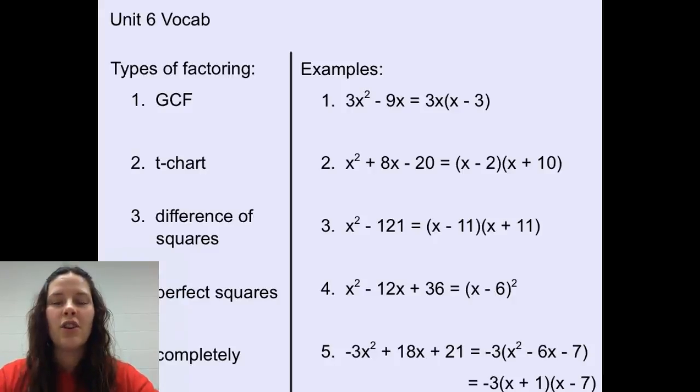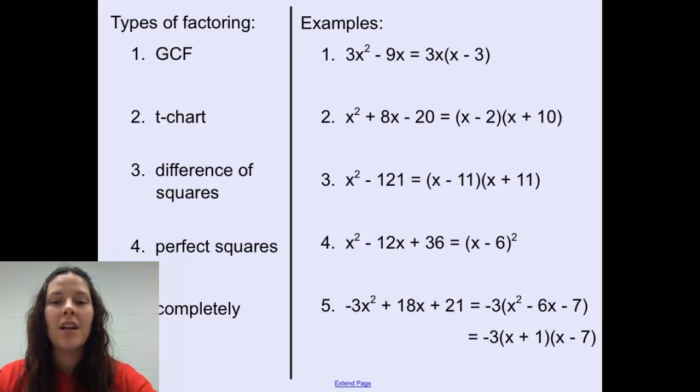Second, look for t-chart. If it's a trinomial, it's got an x squared piece, an x piece, and a constant, what multiplies to the constant and adds to the middle term. We also learned how to factor difference of squares. You can add in the 0x term and turn it into a t-chart factoring. Perfect squares is a special type of t-chart factoring. You can simplify it to the binomial squared. And then factor completely is when it has a GCF, and you can keep factoring usually with a t-chart.